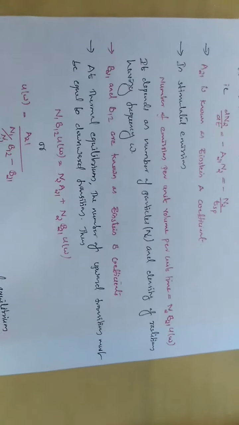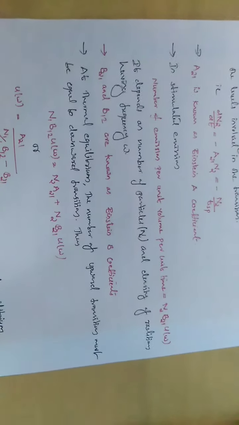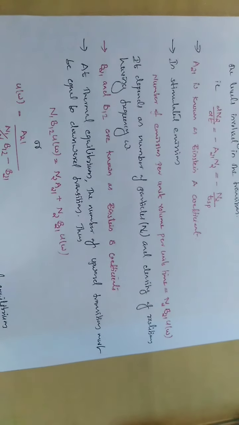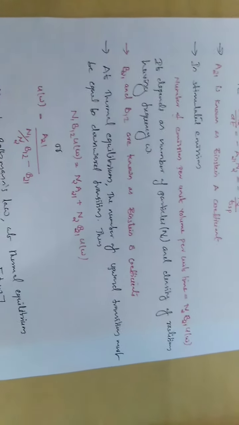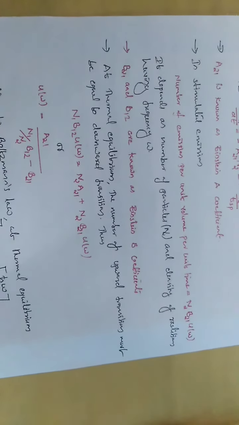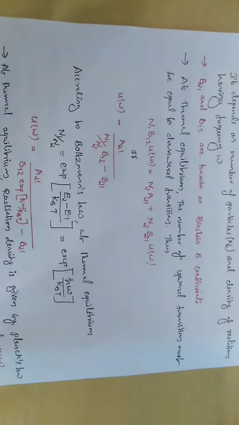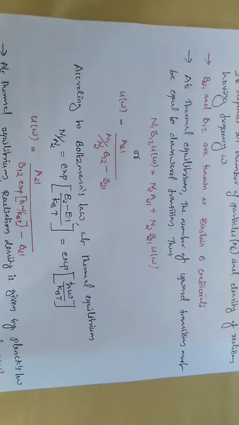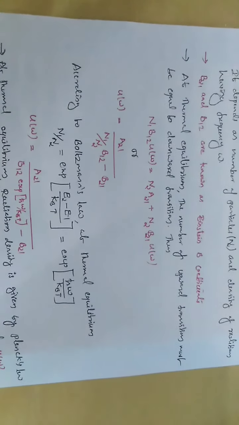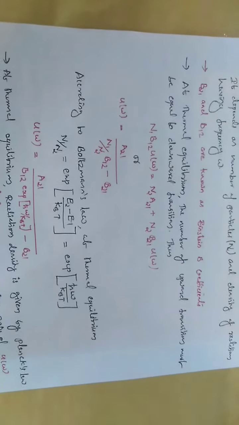At thermal equilibrium, the number of upward transitions must be equal to the number of downward transitions. Thus, N1 B12 U of omega equals N2 A21 plus N2 B21 U of omega, or U of omega equals A21 by (N1 by N2 B12 minus B21). According to Boltzmann's law, at thermal equilibrium, N1 by N2 equals exponential of (E2 minus E1) by kBT, which is equal to exponential of h cross omega by kBT, where kB is the Boltzmann constant.